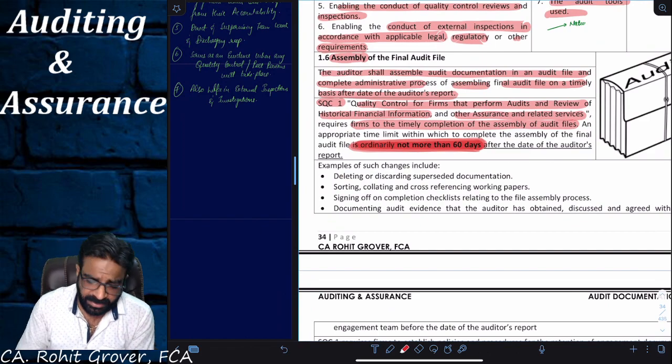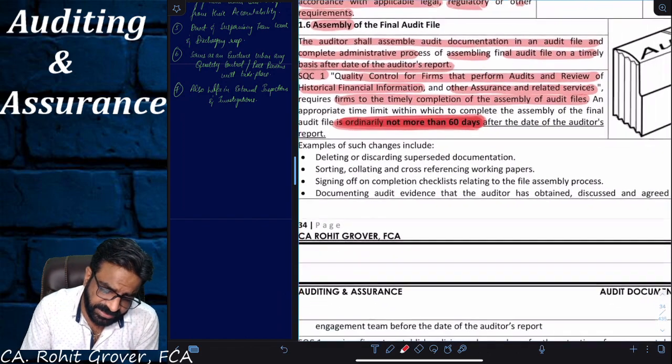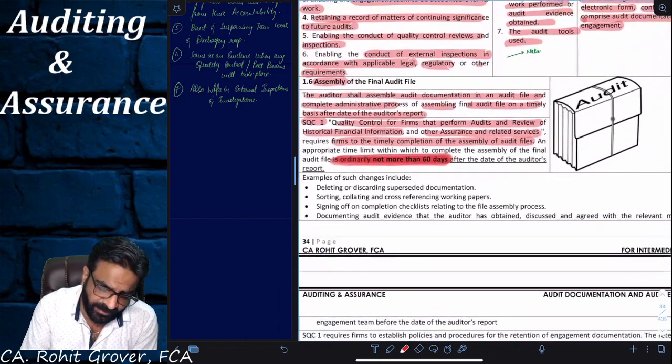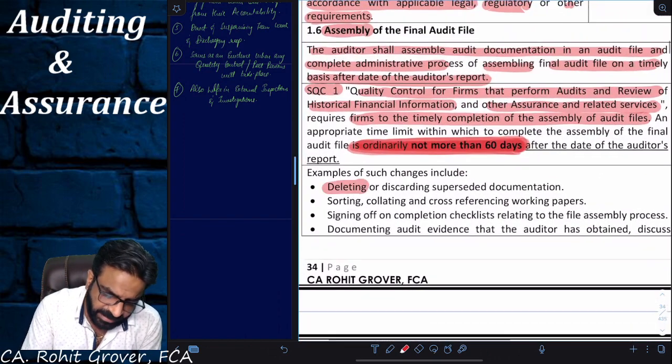Examples of such changes in the file: what kind of changes can you make in the file? I can do some kind of deleting in the file. I can do some discarding of superseded documents.